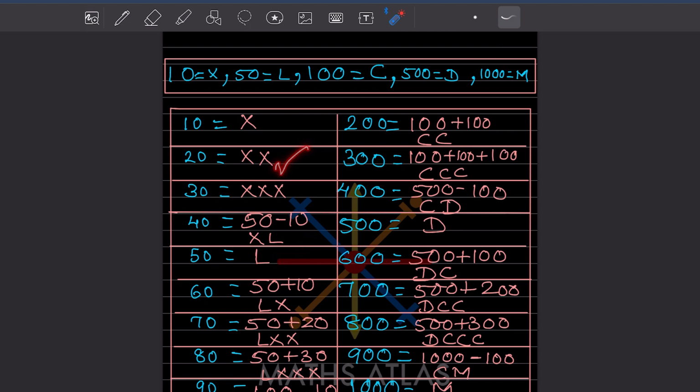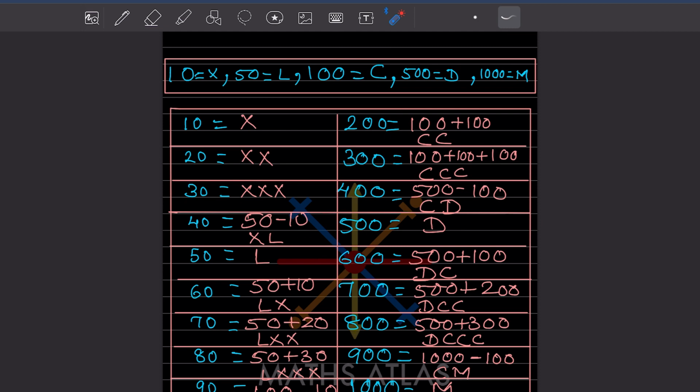That is also written there. One more way you can write 70 is 50 plus 10 plus 10, that also works. So this L is 50 and this 10 is X and this 10 is X. So LXX. Hope you got it. Okay, anyways, you can do it.